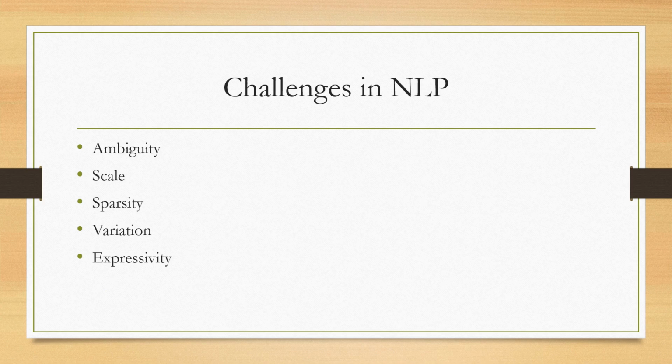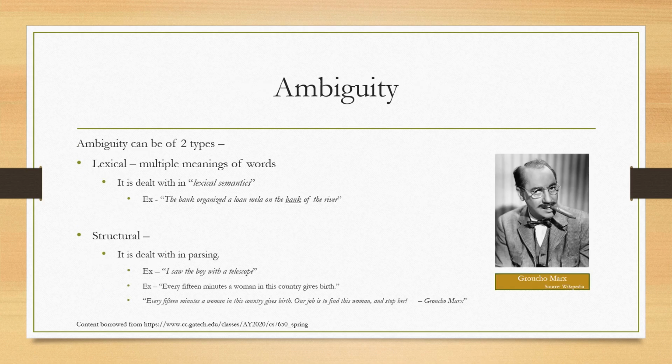Let's discuss a few challenges in NLP. Ambiguity is basically when the general meaning is not clear with the simple examination of the word or sentence. Ambiguity can be of two types. Lexical means multiple meanings of a word. For example, a bank organized a loan mela on the bank of the river. The word bank has two different meanings within a single sentence.